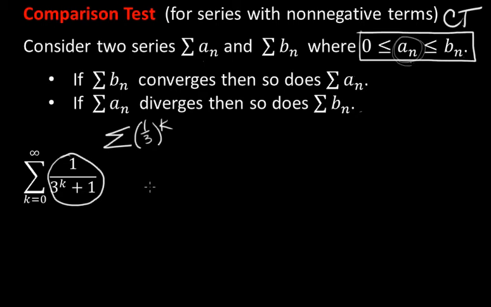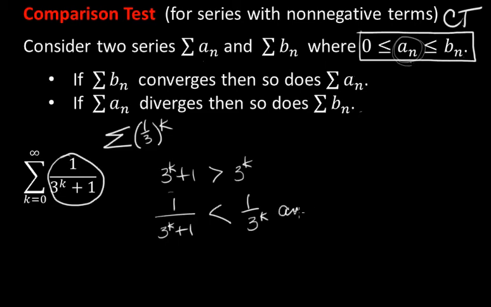So let's see, how would it compare? Well, this denominator, 3 to the k plus 1, is bigger than 3 to the k. So 1 over 3 to the k plus 1 is less than 1 over 3 to the k. So we have exactly what we want. We're given our a sub n is less than or equal to b sub n, and sigma 1 over 3 to the k converges.